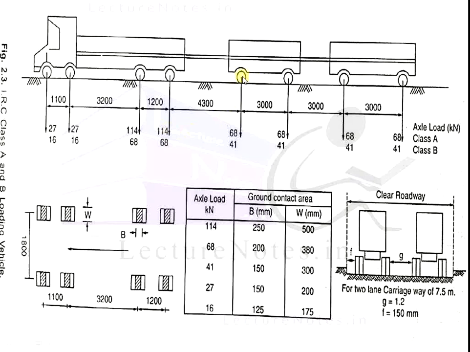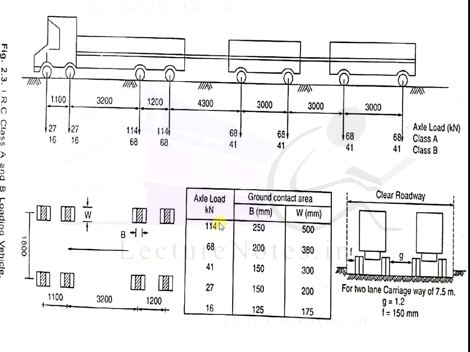The next single vehicle is 68 kN, another is 68 kN, and the next is 68 kN. This is the loading for class A. For class B it is 16 kN, next 16, next 68, 68, 41, 41, 41 and 41. This is for the class B design.